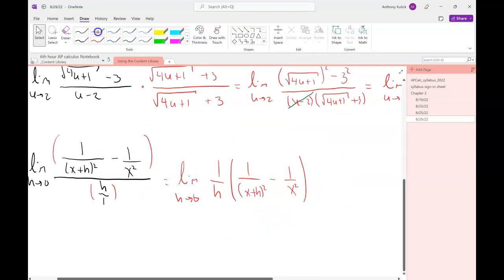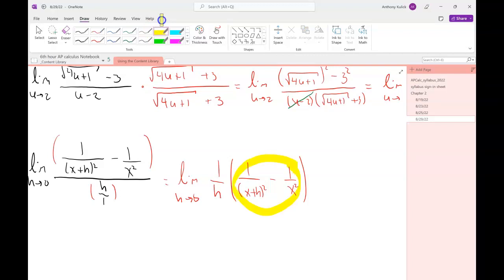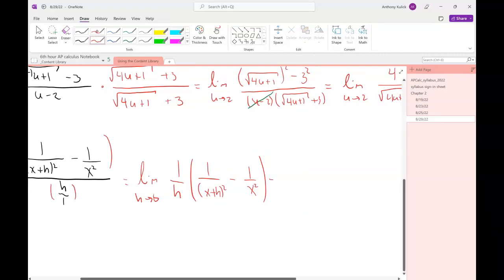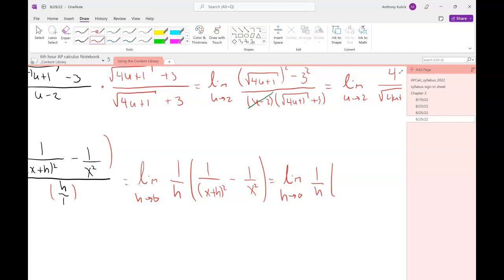Is that okay? Now that gets rid of the fraction inside of a fraction, which is nice, but I'm no closer to being able to evaluate this limit. So what I'm going to have to worry about then is simplifying this stuff in here. To simplify this stuff in here, what am I going to need? Common denominator? That common denominator would just be x plus h squared times x squared, right? So the first piece is going to need an x squared. And the second piece is going to need the x plus h squared.